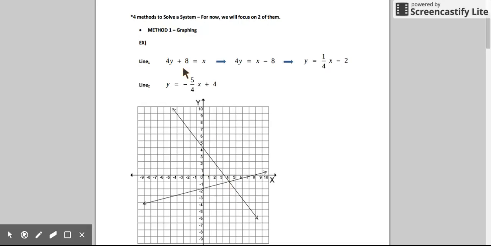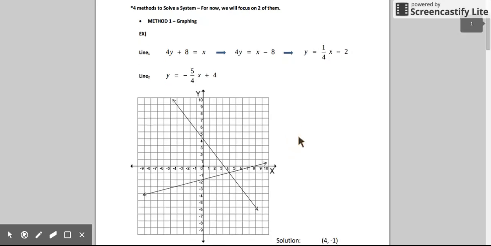Line 1 is not in slope-intercept form, so we could solve for y to put it in slope-intercept form, and then we could graph it. So subtract 8 from both sides first, and then divide everything by 4, and we end up with our equation y equals 1/4 x minus 2. So we're going to start at negative 2 on the y-axis and use our slope up 1, right 4 to get other points on our line and draw the line.